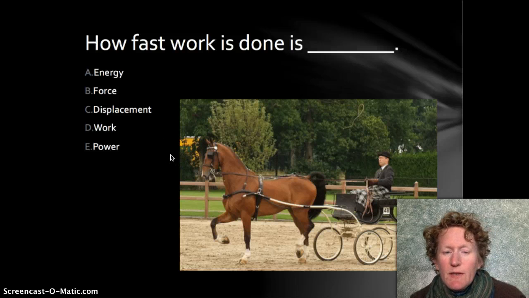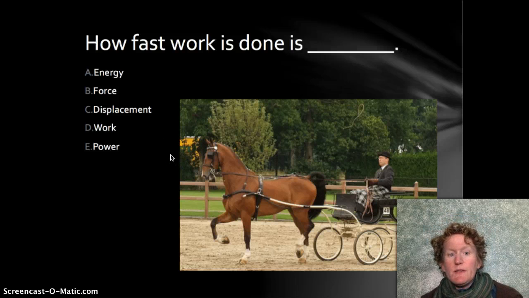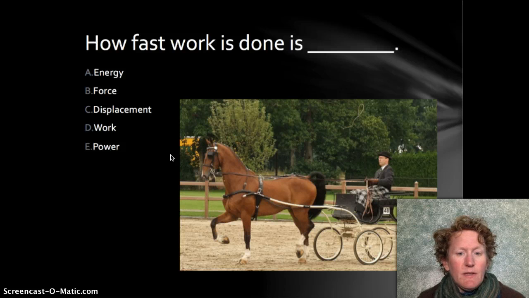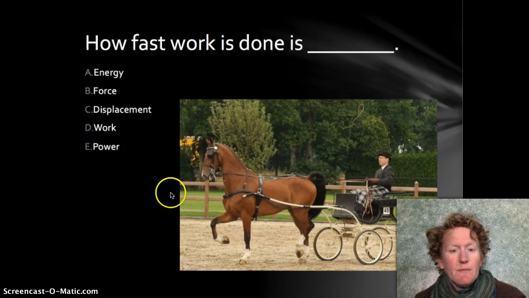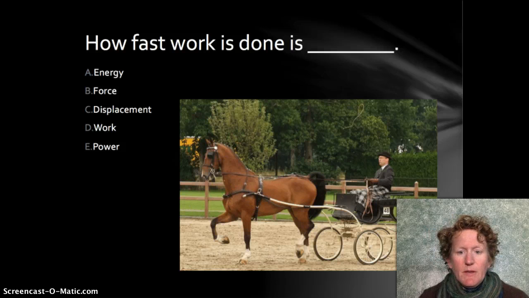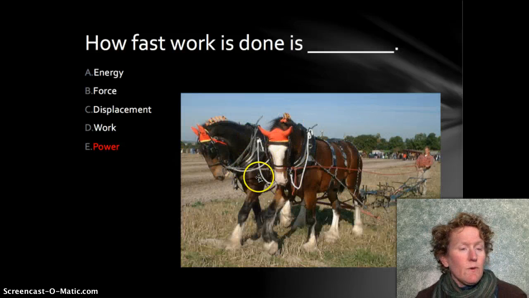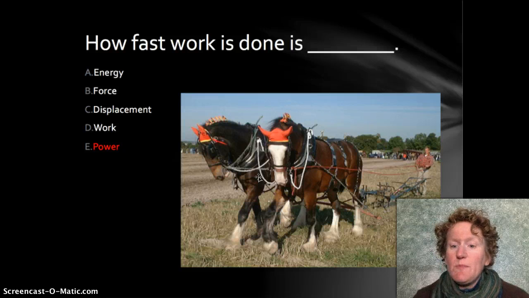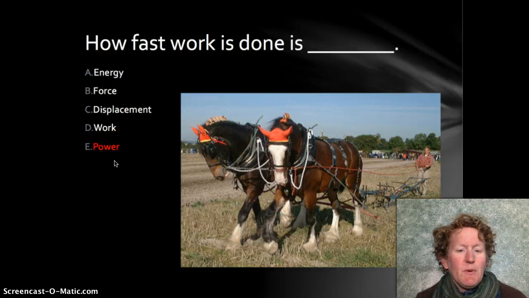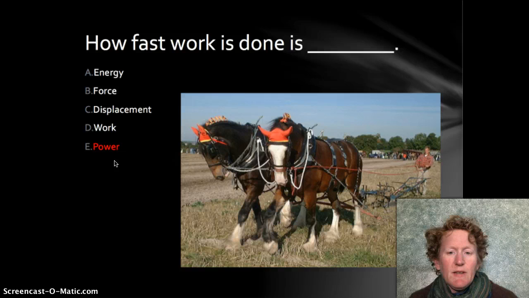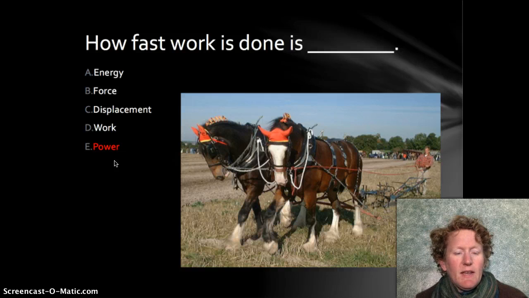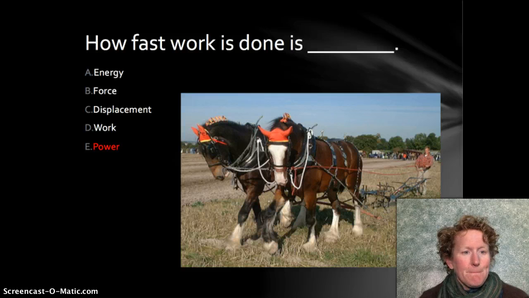How fast work gets done is a rate, of course, and that particular rate can be measured in horsepower, like this horse here pulling a carriage, or two horses gives you more horsepower. Horsepower is only traditionally now used for engines, and in general, power measures how fast work can get done.